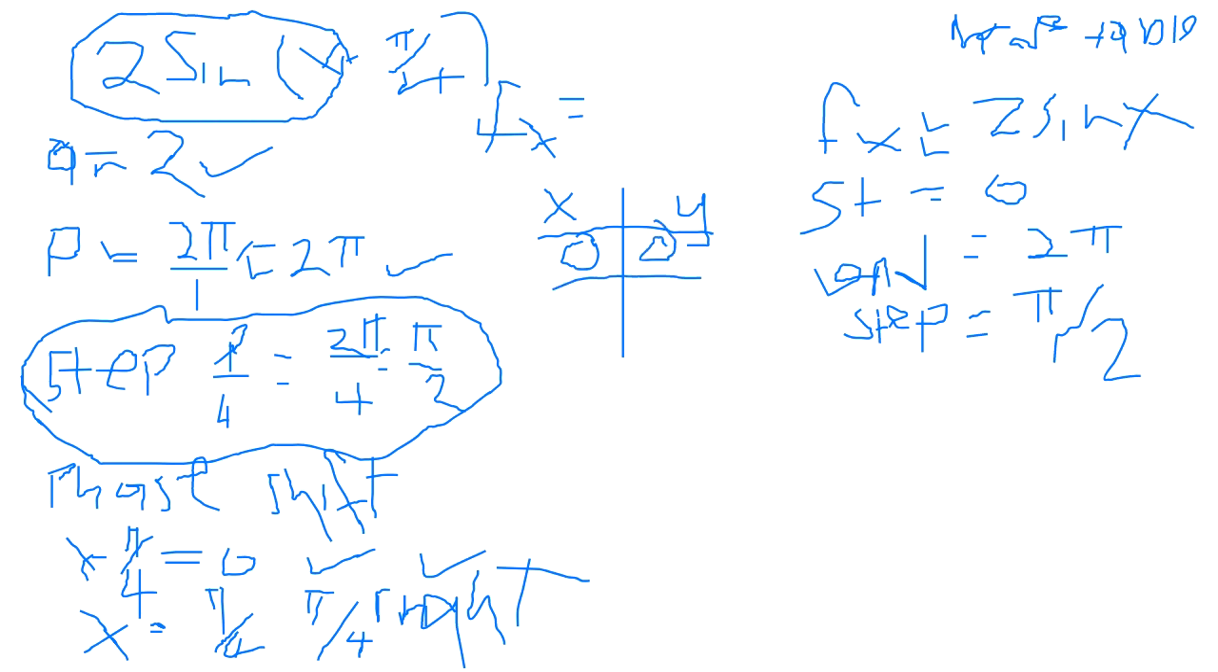Then the next point, you add pi over 2. Because the interval is pi, the step is pi over 2. So the next one will be pi over 2, and you find out that your calculator is going to give you 2. Then your next point, on the calculator, you find out that it's giving you decimals. It's going to give you 0.